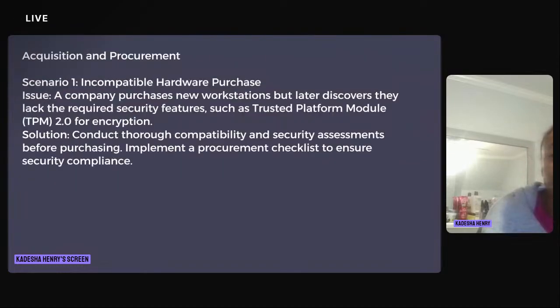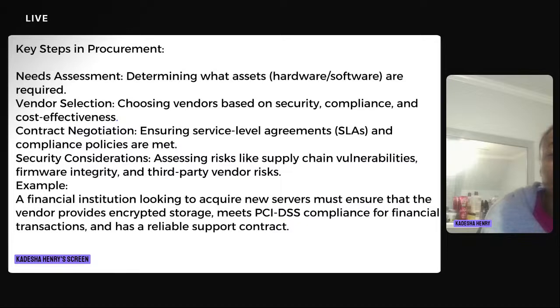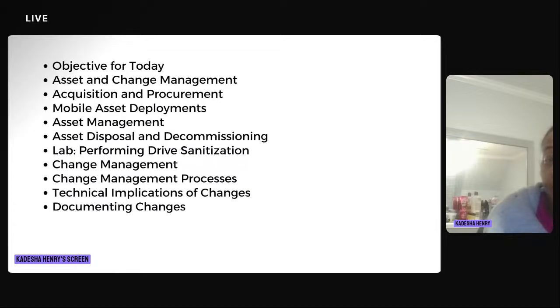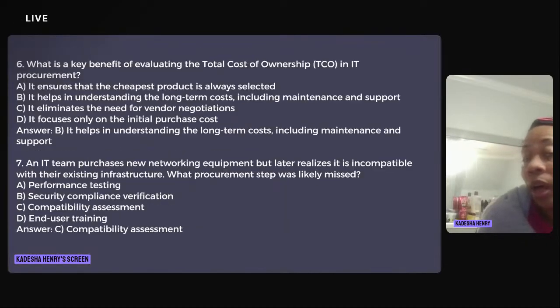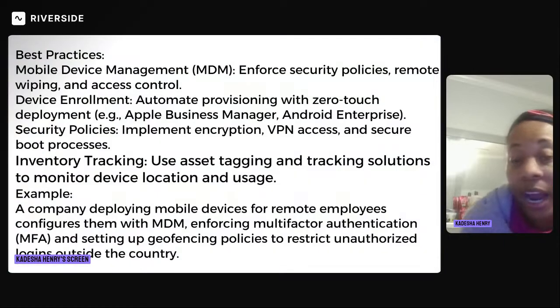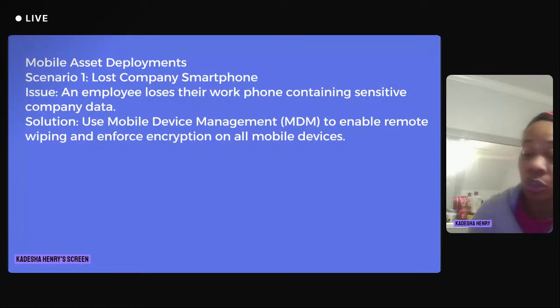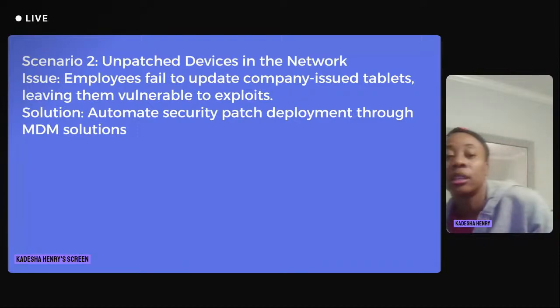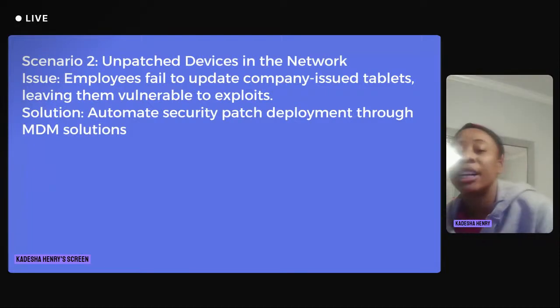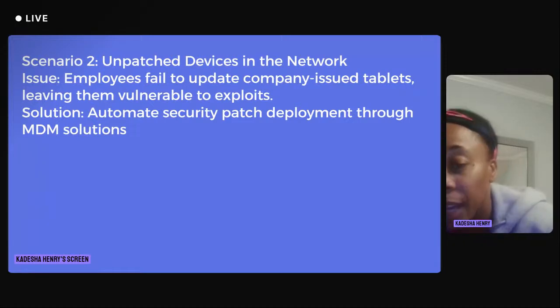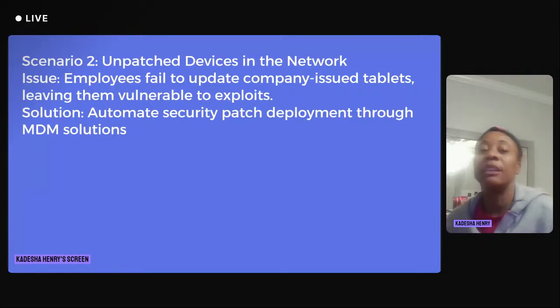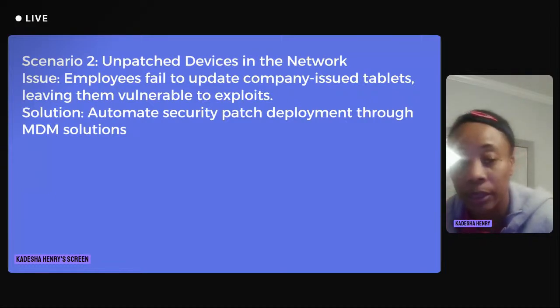So sometimes maybe the company is not going to be there to do the update, but they did train you on how to do the update, and you decide that you're not going to do any update, right? So what is happening is that you're leaving the company's device open to vulnerabilities. So the employee fails to update the company issued tablets, leaving them vulnerable to exploit.